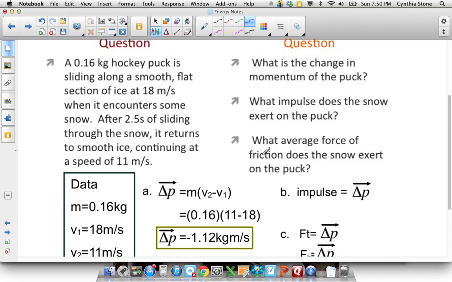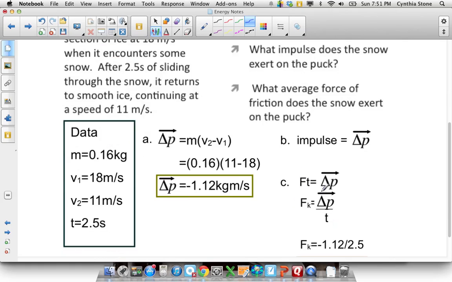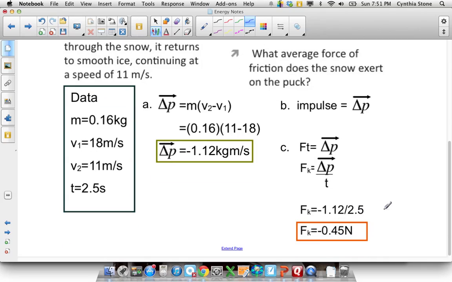And then it asks for the average force of friction. Well, friction, there's no mu k or anything like that. The only force causing this to slow down is friction. So that's just going to be the force that you solve for in the equation. Okay, so force times time is the change in momentum. Solve for force, and that's all you do, okay? Small number, but it makes sense. It's just a little hockey puck, okay?